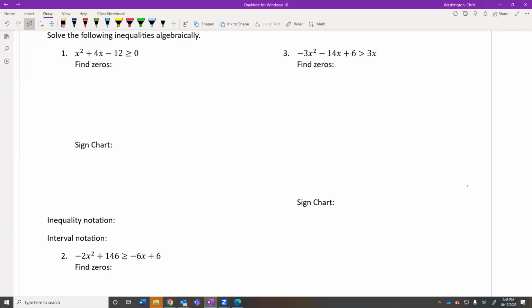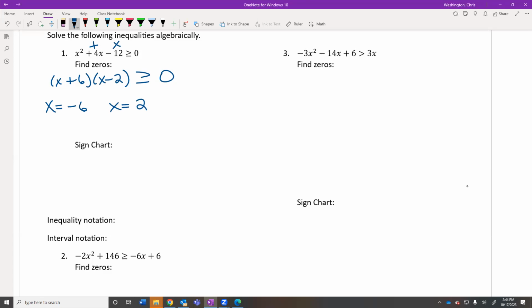So what we need to do first is find the zeros. And every single problem we're going to do in this part of the unit can be factored. So what can we multiply to get negative 12 that adds to give us 4? Those numbers would be positive 6 and negative 2. So we get x plus 6 times x minus 2 is greater than or equal to 0. So what would x equal? What would make this inequality actually equal to 0? It would just be the solutions to the equation. So x would equal negative 6, and x would equal positive 2.